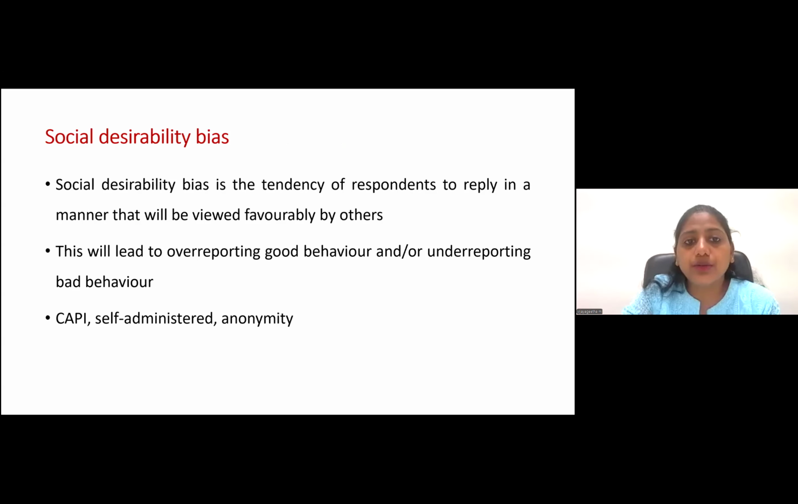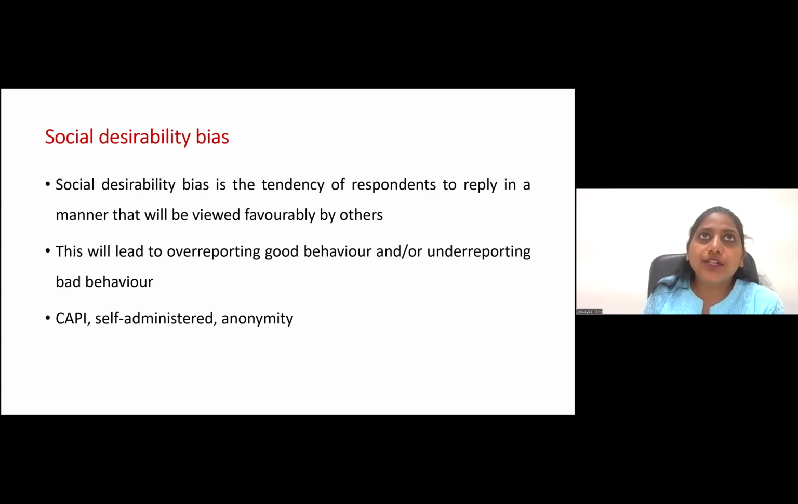May not be the case, because there is another concept that may evolve here, which is called social desirability bias. Social desirability bias is the tendency of respondents to reply in a manner that will be viewed favorably by others. This will lead to either over-reporting good behavior or under-reporting bad behavior. In contrast, when a patient comes to a physician and you ask, do you smoke, or do you consume alcohol, by virtue of fear of the physician, or wanting to be in a good place, or wanting to say that they follow a certain positive behavior, they may refrain from actually reporting these kinds of uses, which may adversely affect the outcome of interest.